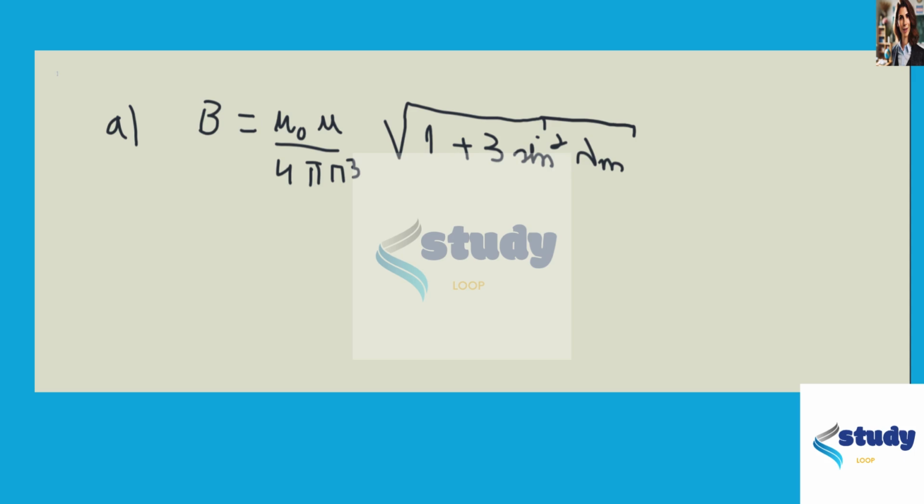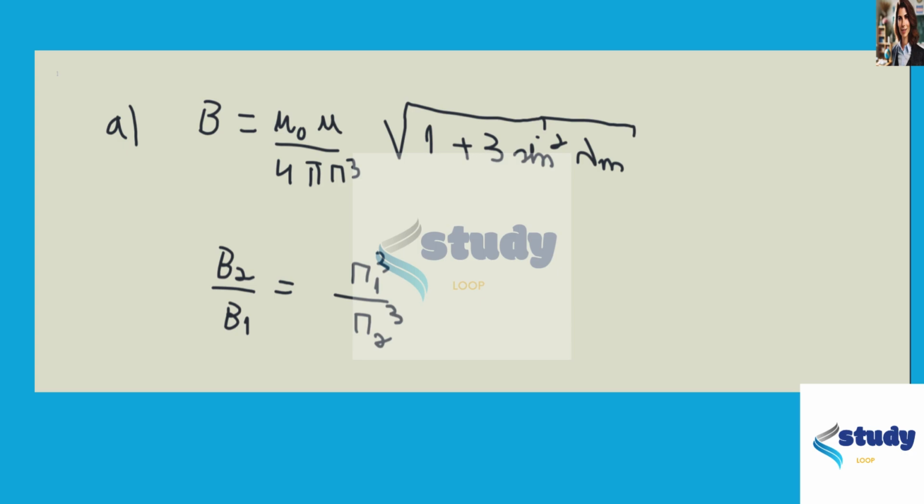where μ is the Earth dipole moment and λm is the magnetic latitude. The ratio of the field's magnitude for two different distances at the same latitude will then only depend on r, because this value here will be the same. So we have B2 divided by B1 is equal to r1 cubed divided by r2 cubed, with B1 being the value at the surface and B2 being half of B1.